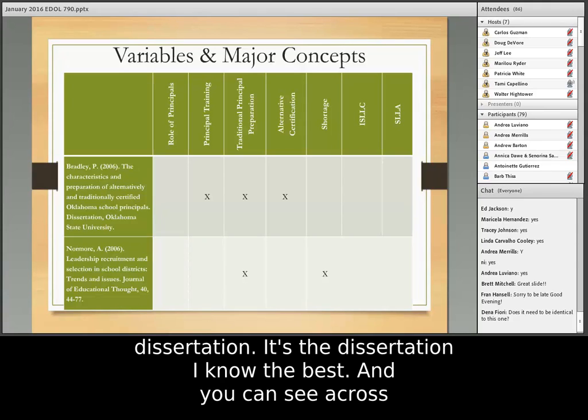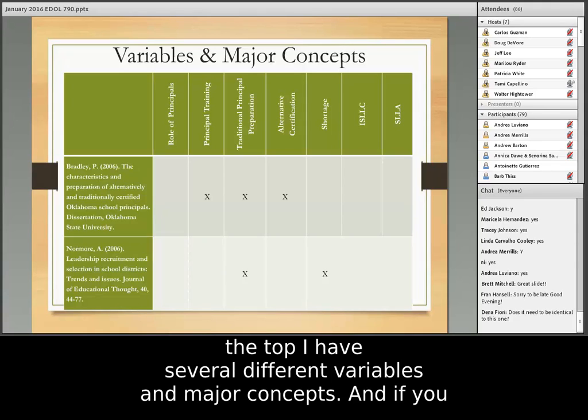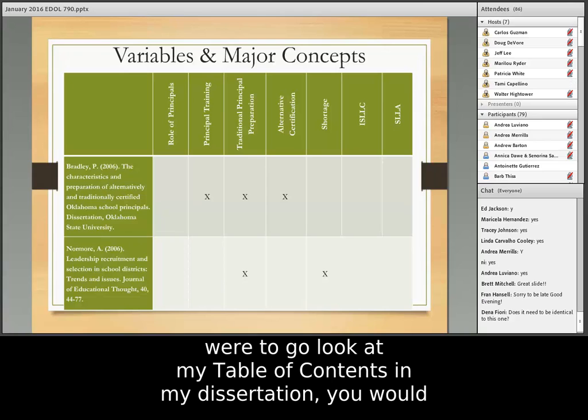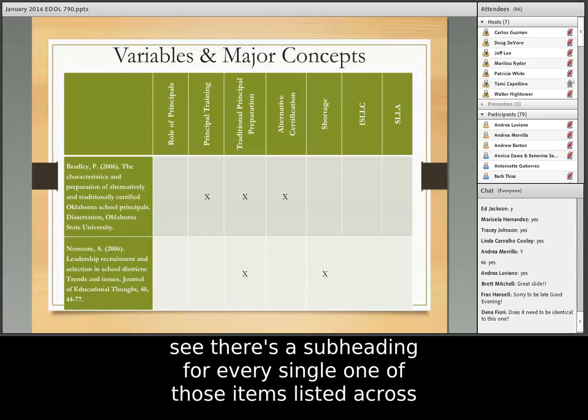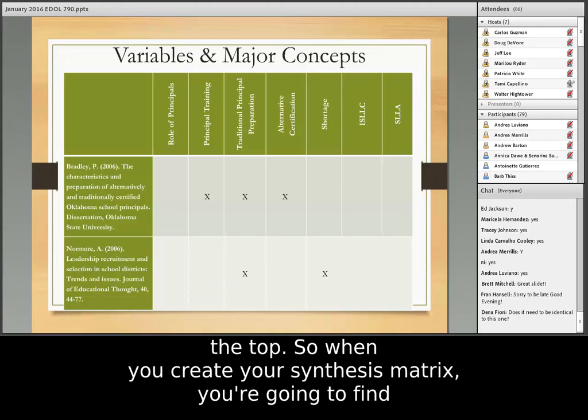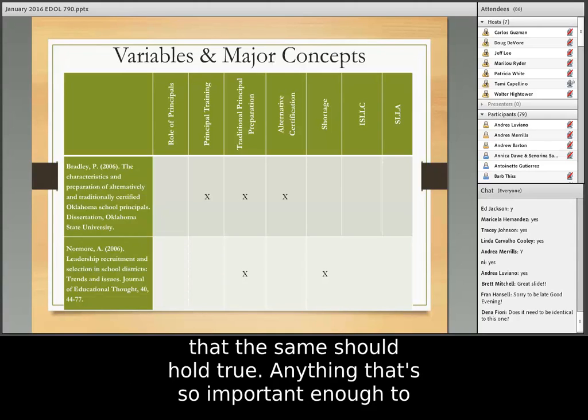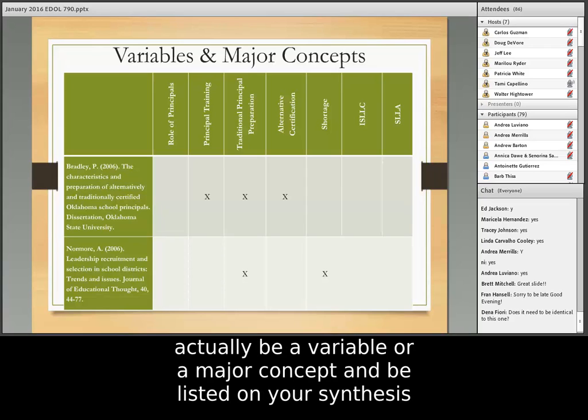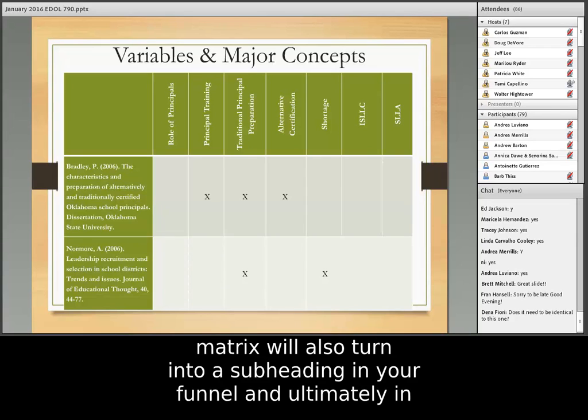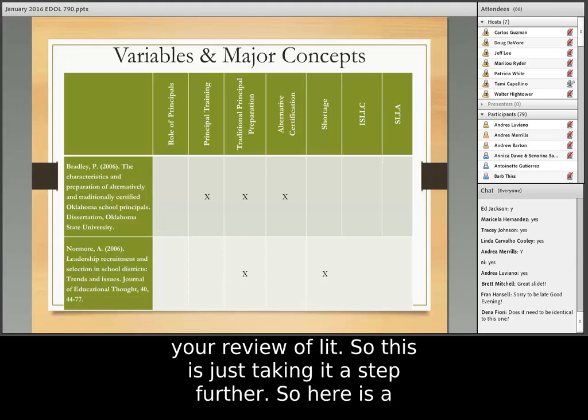It's the dissertation I know the best. And you can see across the top I have several different variables and major concepts. And if you were to go look at my table of contents in my dissertation, you would see there's a subheading for every single one of those items listed across the top. So when you create your synthesis matrix, you're going to find that the same should hold true. Anything that's important enough to actually be a variable or a major concept and be listed on your synthesis matrix will also turn into a subheading in your funnel and ultimately in your review of lit.